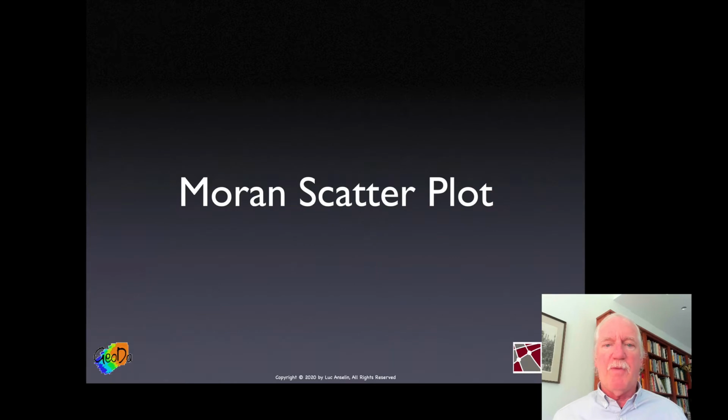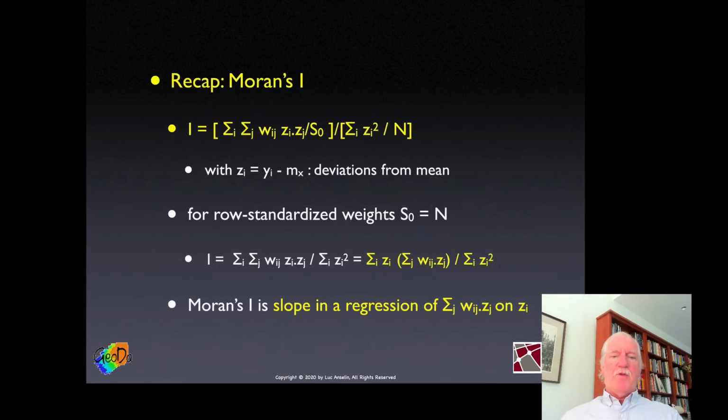So the Moran scatter plot, just to recap, Moran's I, here's the expression. In the numerator, we have the cross products, we have the weights matrix, we have the sum of all the weights as the scaling factor, and in the denominator we have the variance. So the z's are in deviations from the mean.